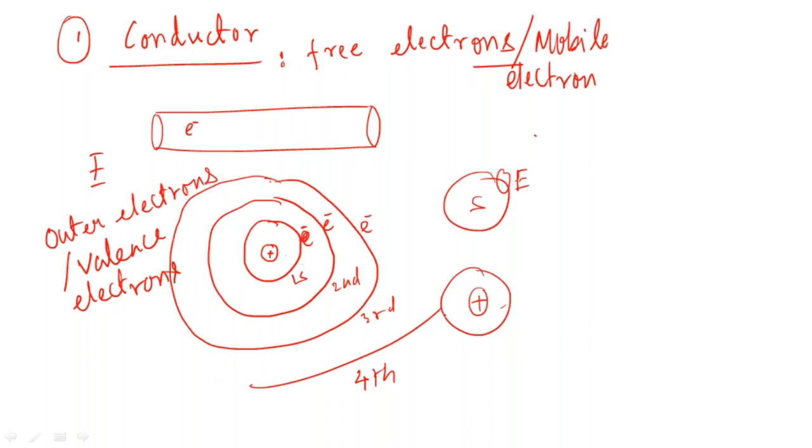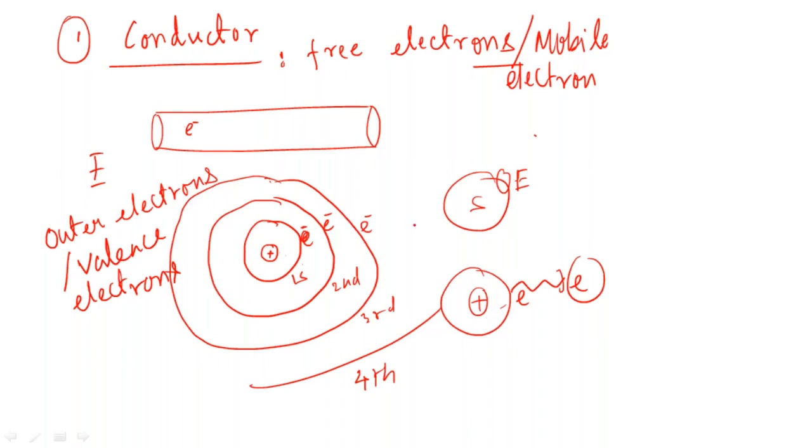So these valence electrons are loosely bound to the nucleus. They are loosely bound to the nucleus. That means if I give some amount of force, this electron can go away from this atom itself. So these are called free electrons.